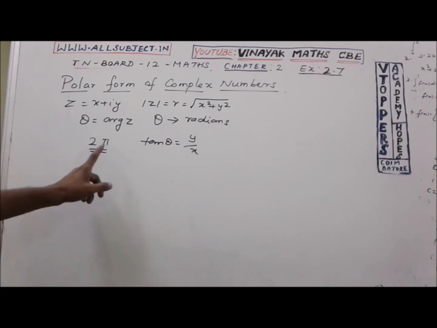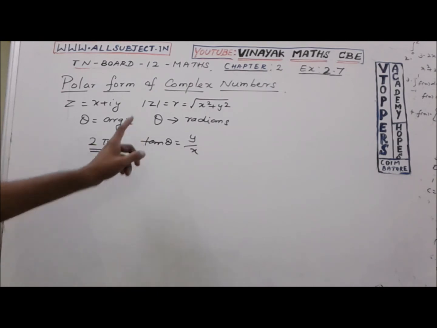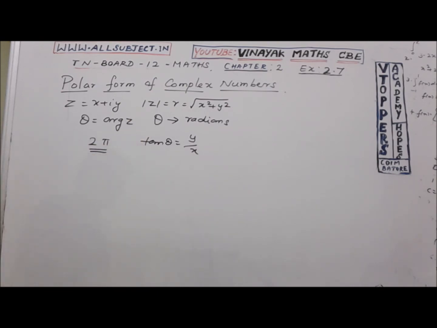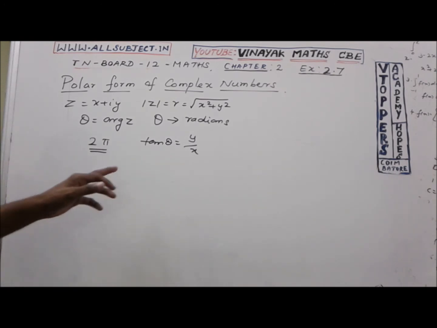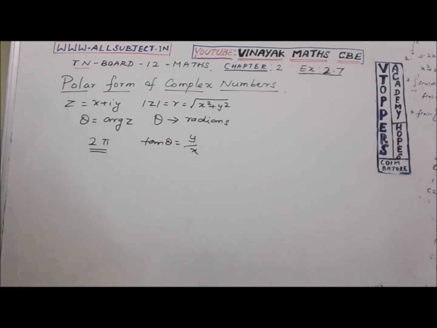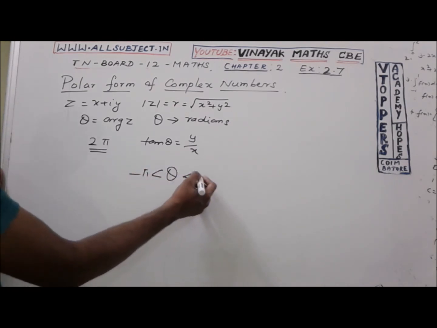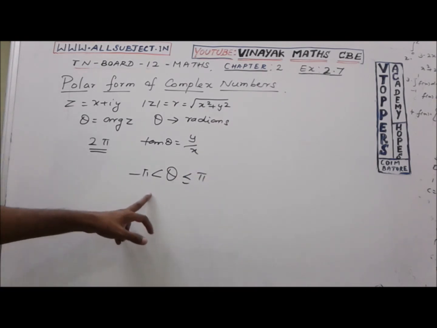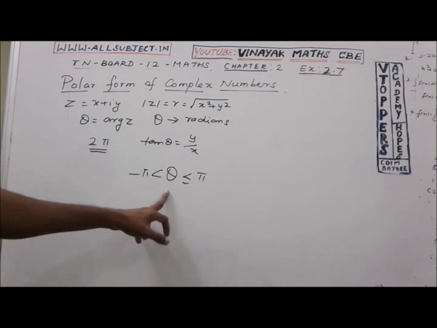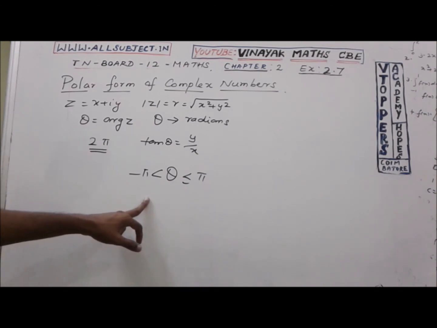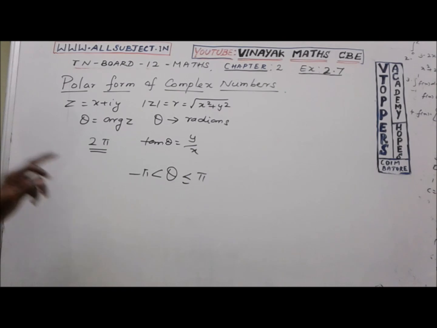So each value of theta is called the argument of z, and the set of all such values is obtained by adding multiples of 2 pi to theta. There is a unique value of theta that satisfies the condition theta greater than minus pi and less than or equal to plus pi. This value is called the principal value.